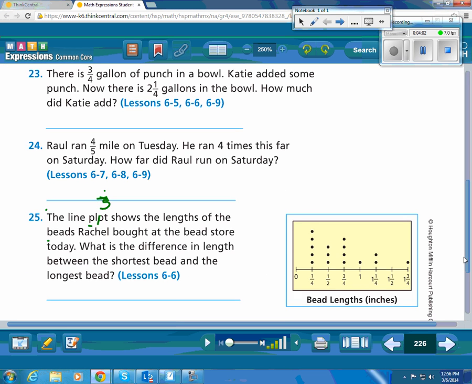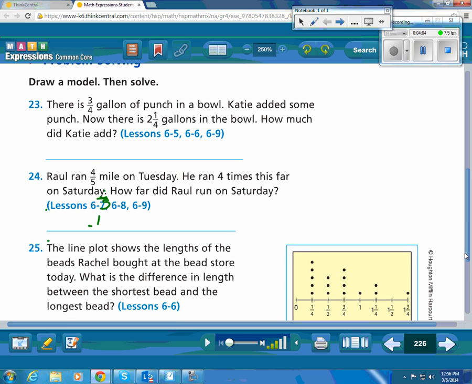Okay, moving down to the bottom. It says draw a model and then solve. So here we go. All right, there's 3/4 of a gallon of punch in a bowl. Katie added some punch. Now there is 2 and 1/4. How much was in the bowl to start with, or how much did she add?